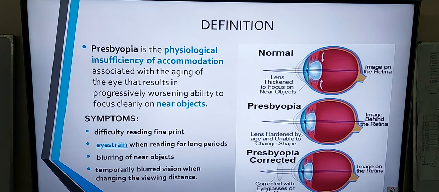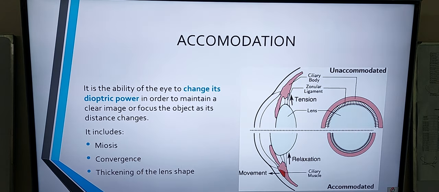However, in presbyopic patients, because the accommodation is insufficient, there is less elasticity of the capsule and there is resistance to the change of the lens. Therefore, the image of the near object is focused behind the retina. So in order for that image to be focused onto the retina, we have to provide some correction in the form of convex lenses, which will increase the refractive power of the eye and the image will again be formed onto the retina.